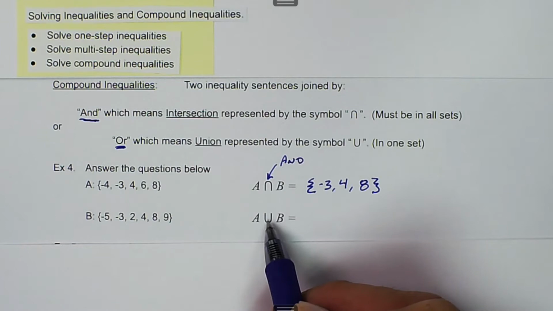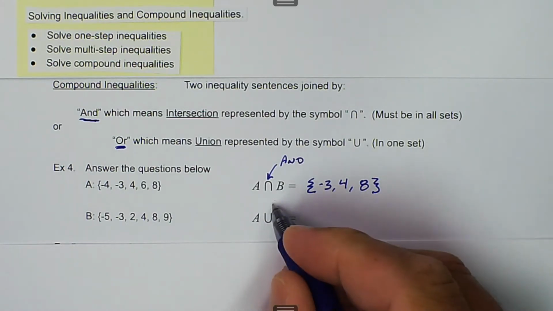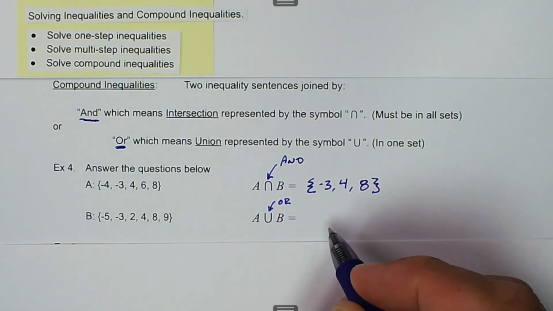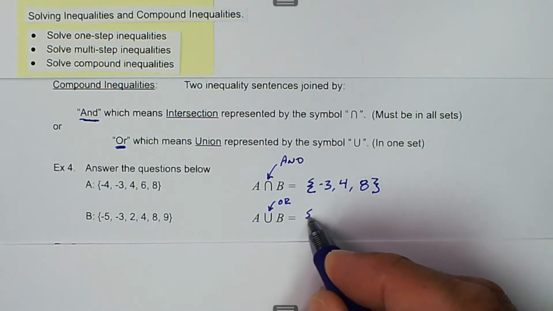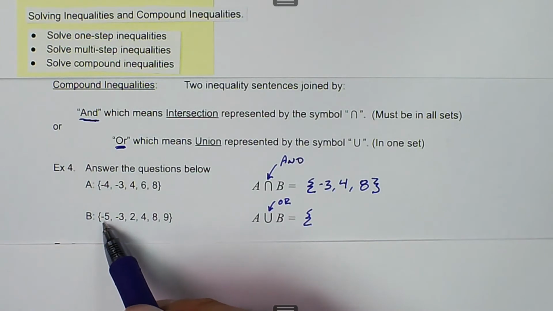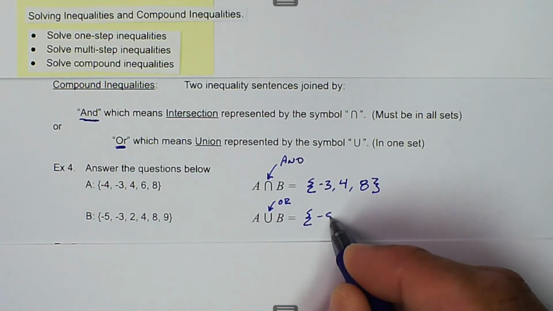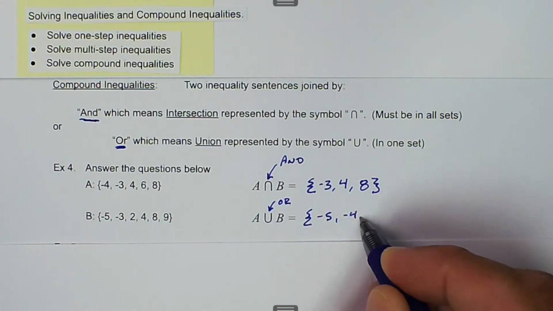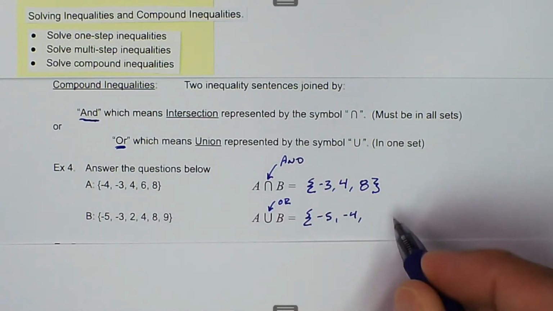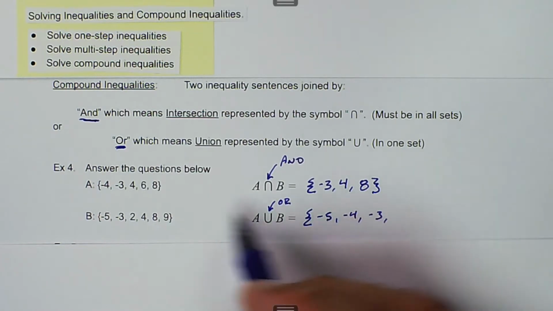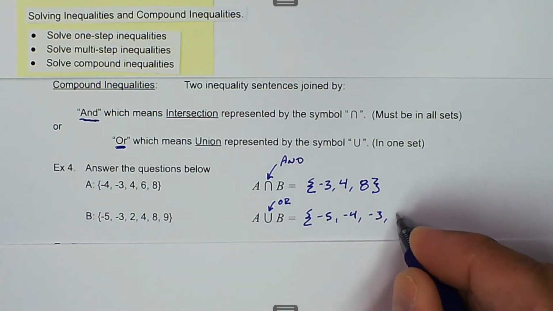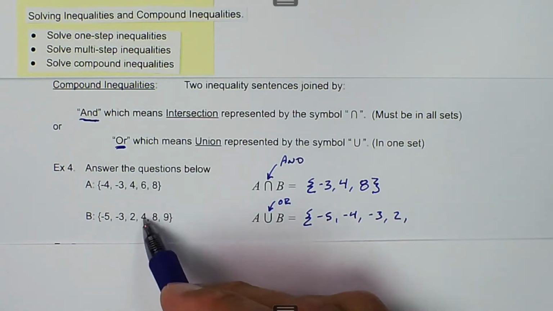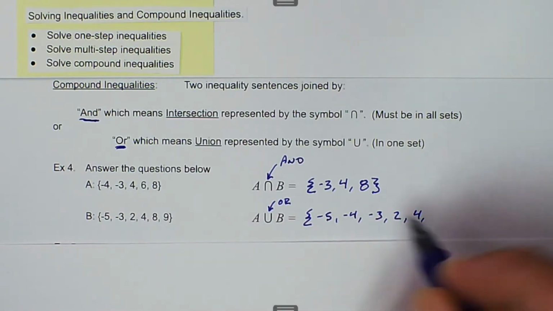If we see the U, A union B, this means or. So it just has to be in one or the other. So -5, yep, that's in there. -4 is in there. -3 is in both, it's in there. 2 is in set B, so it's included. 4 is in both, so it's included.